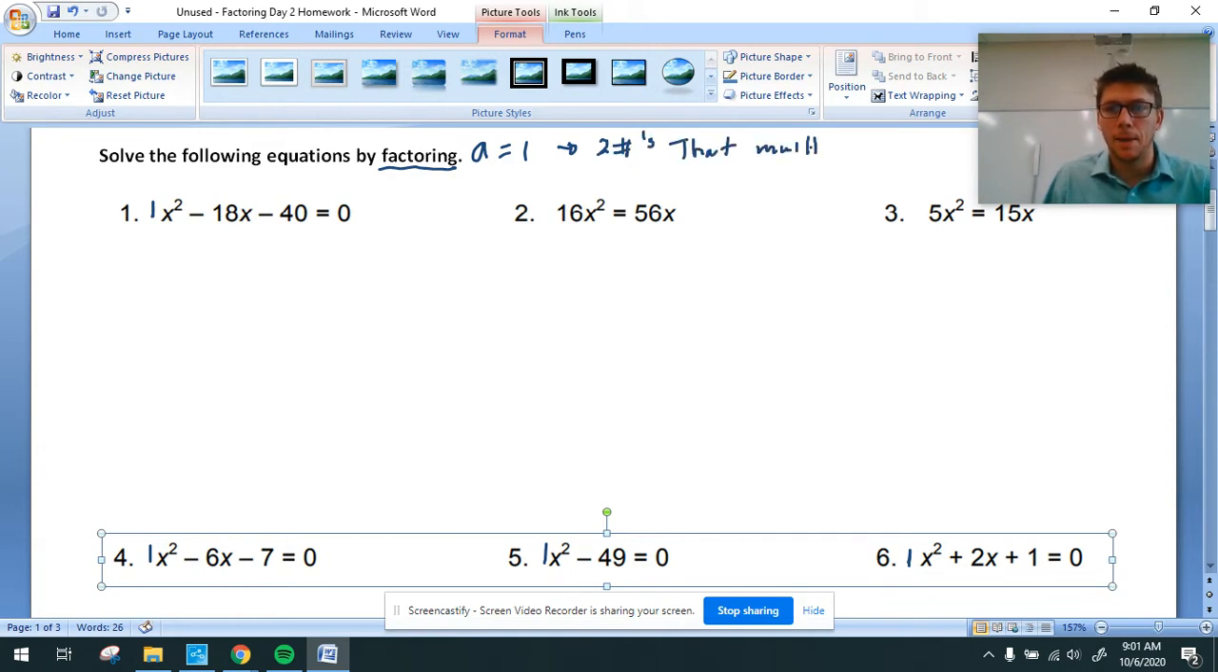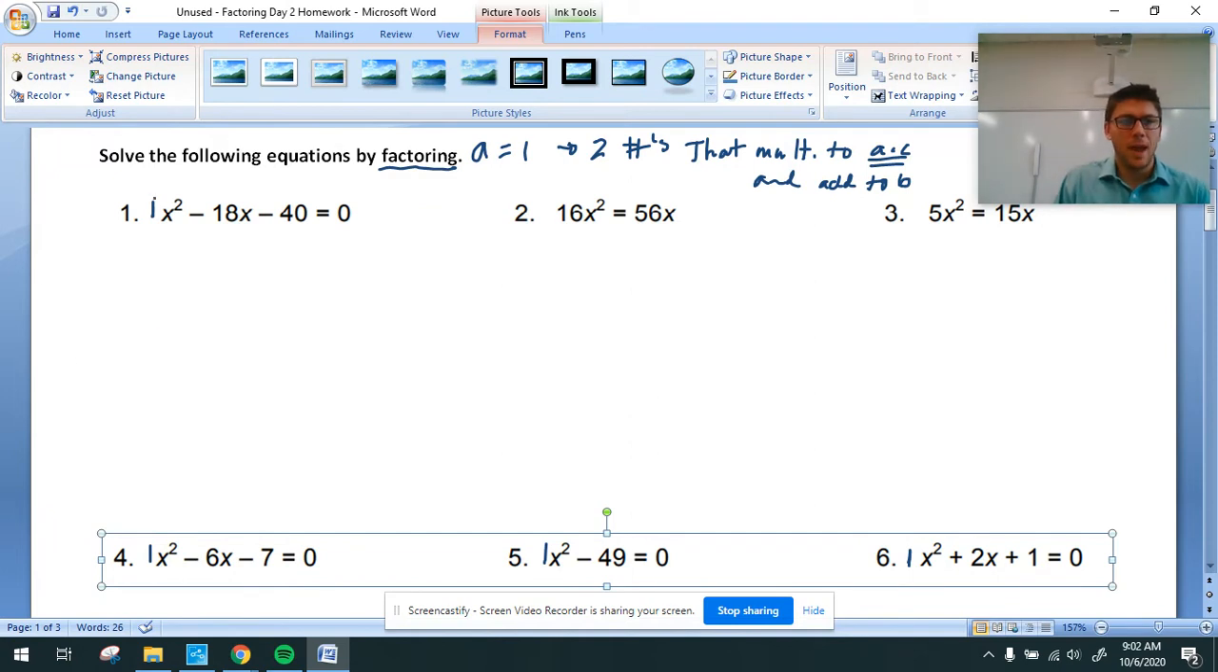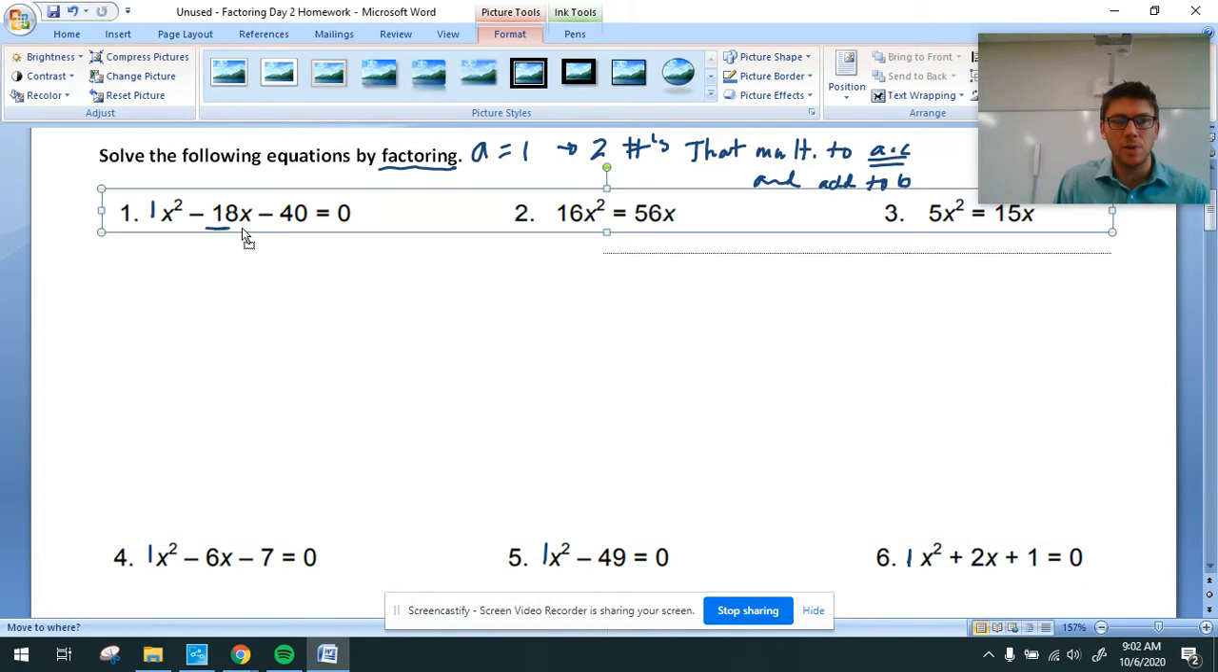We say we need to find 2 numbers that multiply to a times c and add to b. That's what we need to find. So the a value is in front of the x squared, the c value is at the end, the b value is in the middle. And all you have to then do, once you find that combination, is put it in the parentheses. So we have to undo our distribution. We put an x here and an x there.